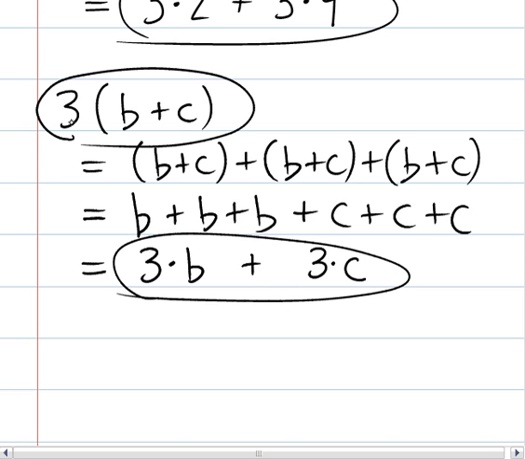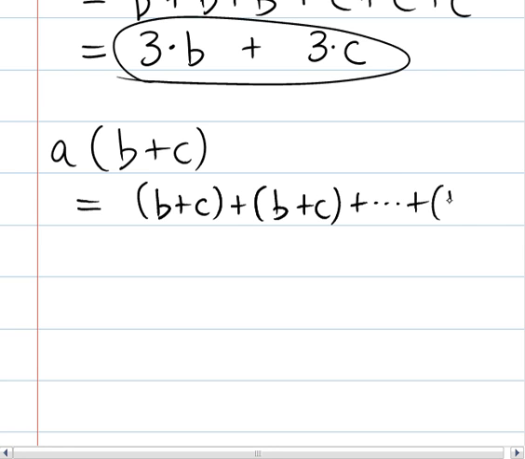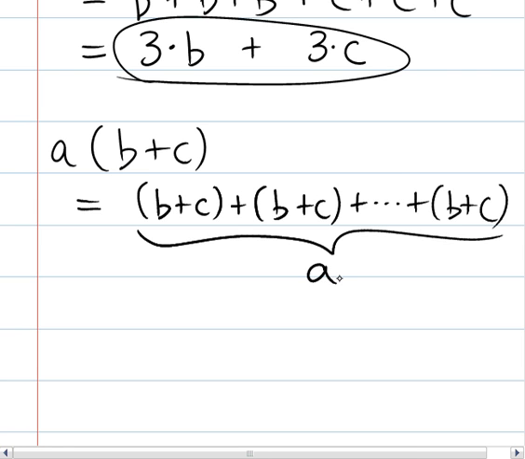This number 3 can change as well. You can make that a 5 or a 17. If it were a 17, you'd have 17 copies of this B plus C over and over and over again. If A is any positive integer, then what this A times B plus C would be is B plus C added up over and over again until you've added the B plus C A times, whatever A stands for, 3 or 5 or 17.